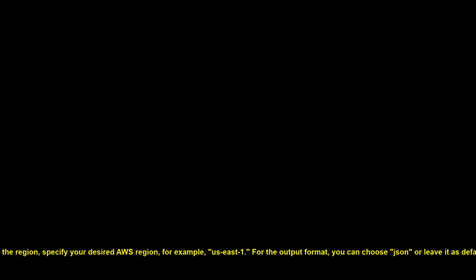After installation, confirm it was successful by checking the version with aws --version. Next, configure the AWS CLI by running aws configure. When prompted, leave the access key ID and secret access key blank. For the region, specify your desired AWS region, for example, us-east-1. For the output format, you can choose your preferred one. Now, you are ready to interact with S3.